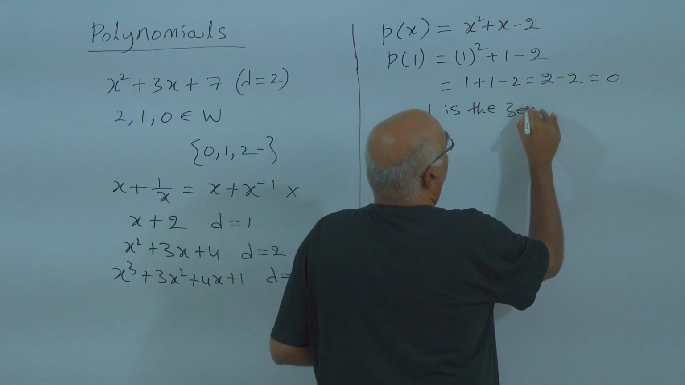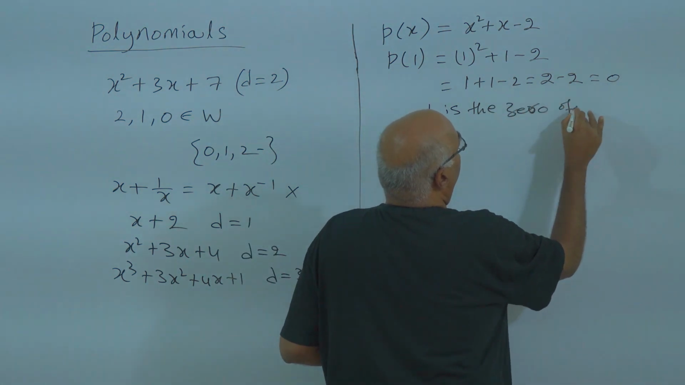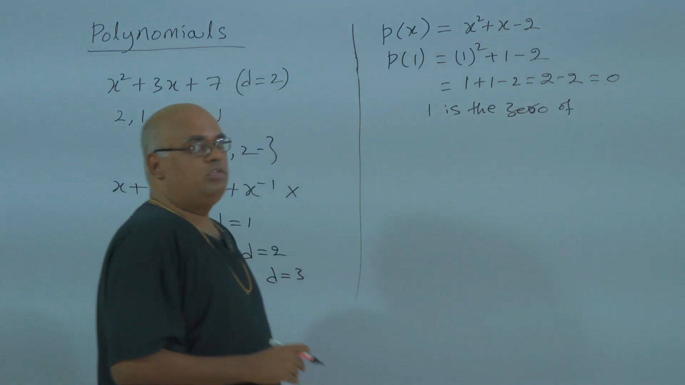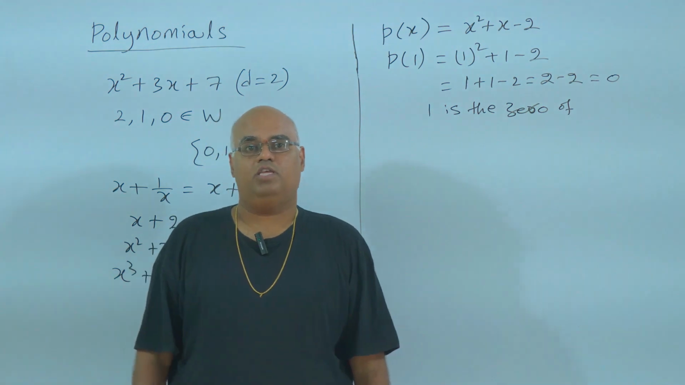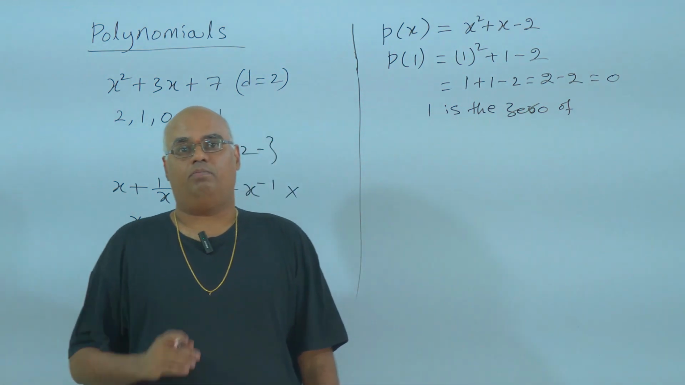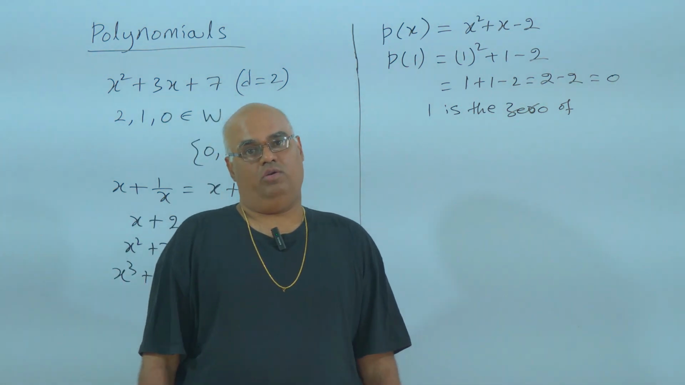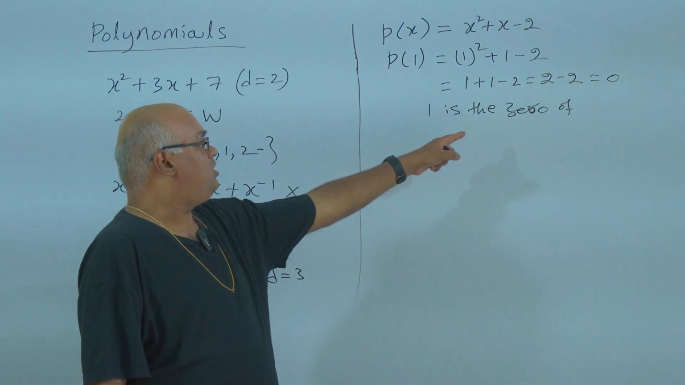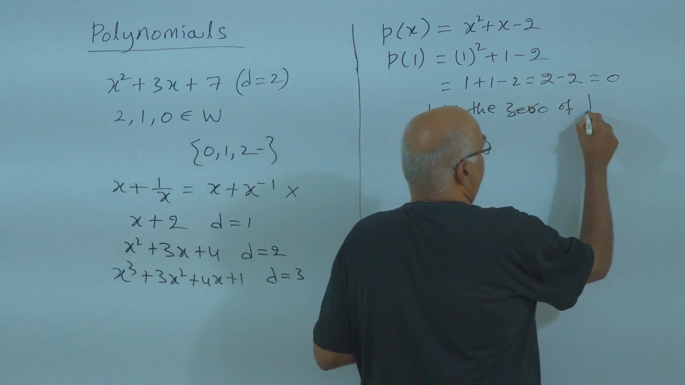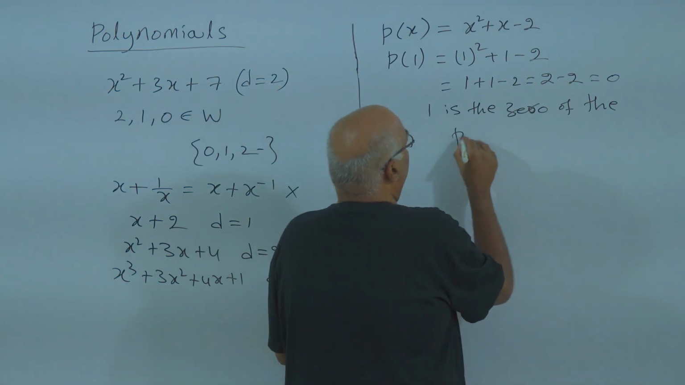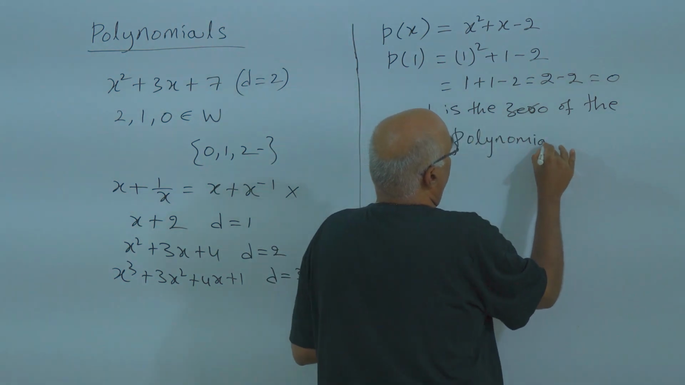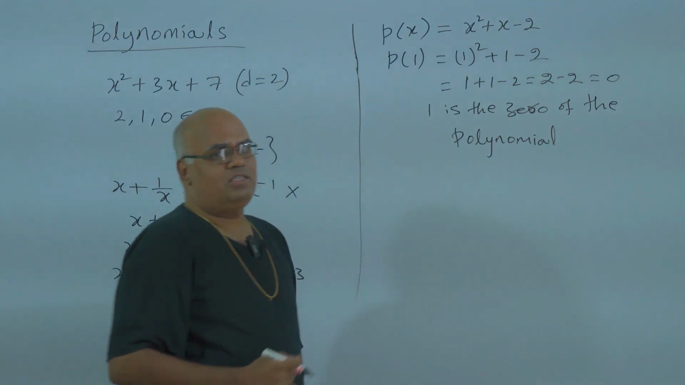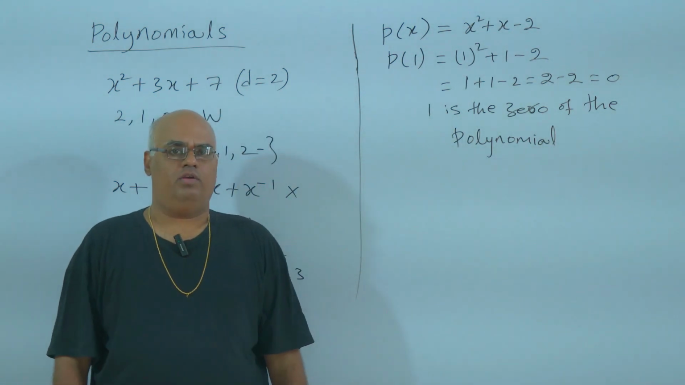zero of the polynomial. So zero of the polynomial is a value which when substituted in the place of x, we will get the value of the polynomial as equal to 0. So here 1 is the zero of the polynomial. So like this, you can find the zeros of the polynomial.